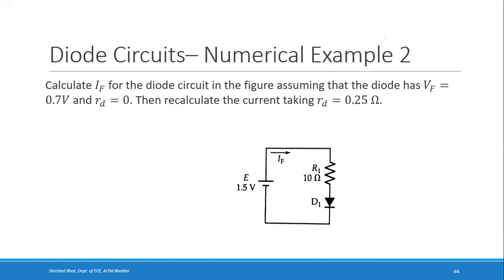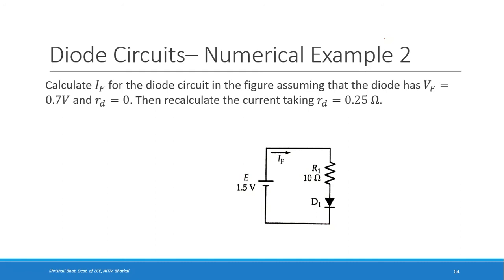Consider another example. Here we are asked to calculate the value of IF for the diode circuit shown in the figure, assuming that the diode has VF equal to 0.7 volts. It is given directly, and RD is equal to 0. Then recalculate the current taking RD equal to 0.25 ohms. So how to do this? It is given VF is equal to 0.7 and we are told that first RD is 0. Then you are asked to recalculate again with RD equal to 0.25.